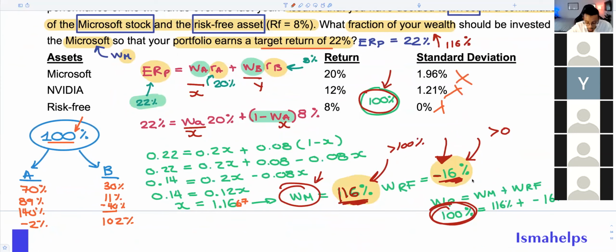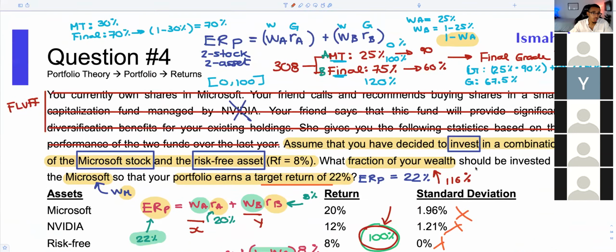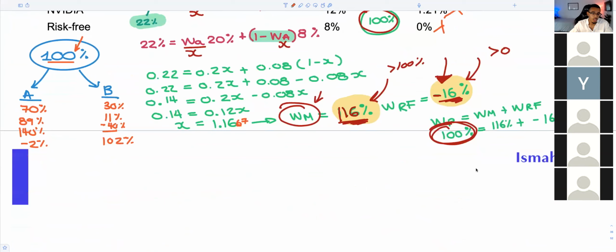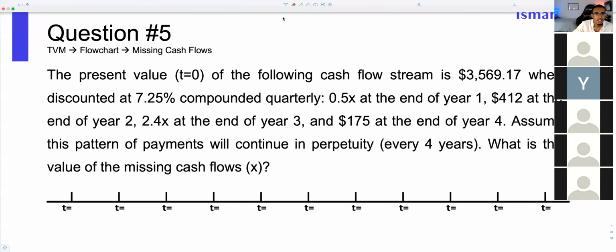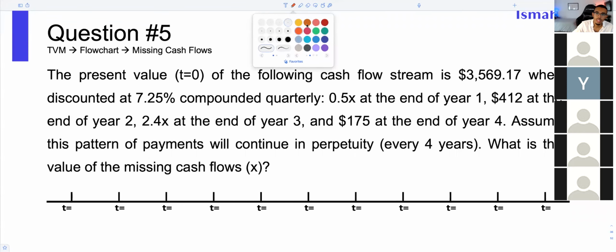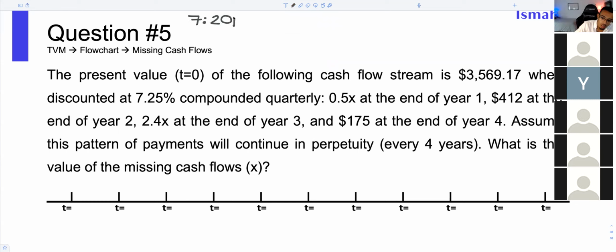So on that note, what we're gonna do is we're gonna take a well-deserved 15-minute break, and then we're gonna jump right back into solving another missing cash flows question. And just keep on grinding and getting the most out of this as we can. So we're gonna get back here at 7:21 p.m., because now it's 7:06. So 7:21 p.m. All right.